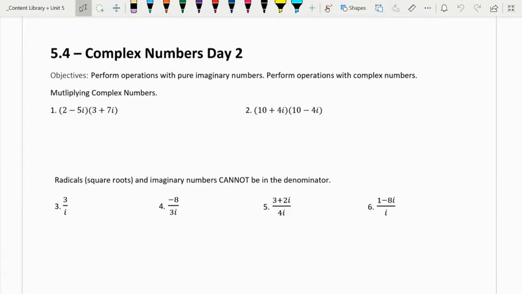All right, so we're going to do 5.4 complex numbers day 2. This time we're going to focus on multiplying and dividing rather than adding and simplifying. And we also did some subtracting yesterday.